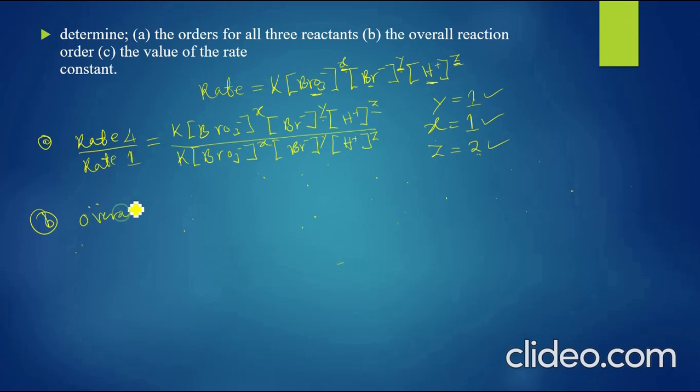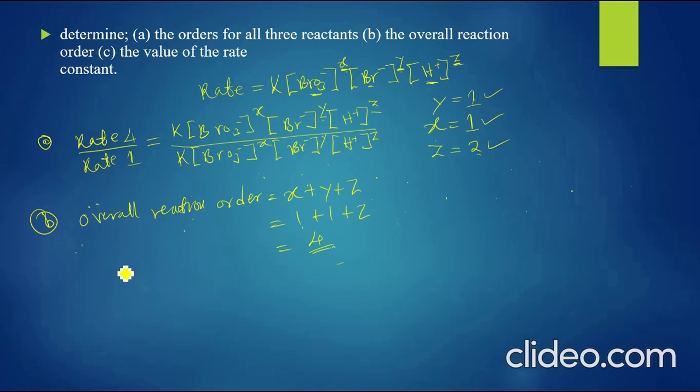So the overall reaction order will be the sum of the three orders you are having here. So X plus Y plus Z. So we know that our X is 1, our Y is also 1, and our Z is 2. So our order is 4. So that's how you go about the order.